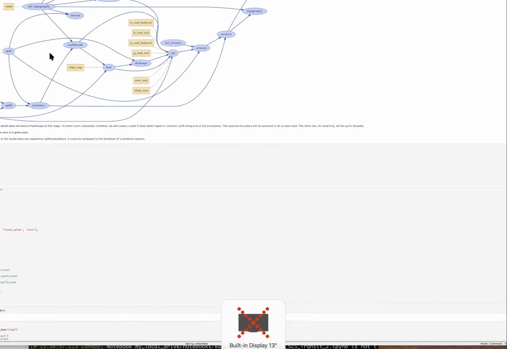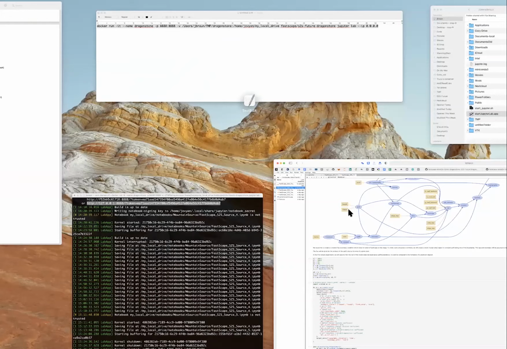Can you still see the screen? Yes. Good. But now the size is very small. Yeah, I know. Okay, can you see? Yep. Okay, good.